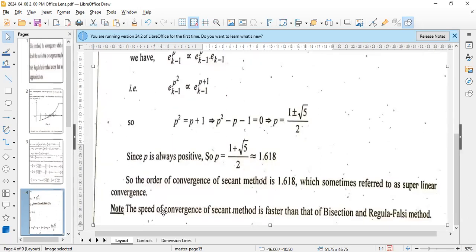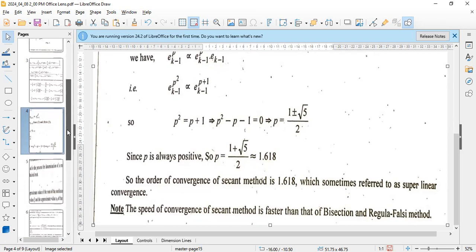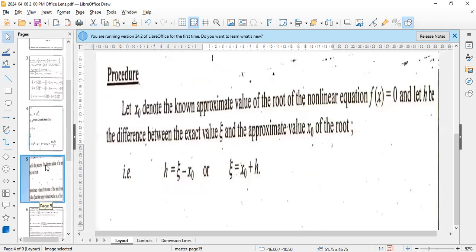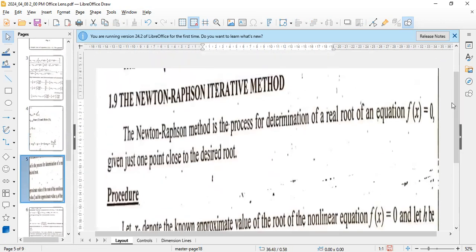And the speed of convergence of secant method is faster than that of bisection and regula falsi method. Okay. Next we have Newton Raphson method. So Newton Raphson method, it is one of the fastest methods among all of these methods.